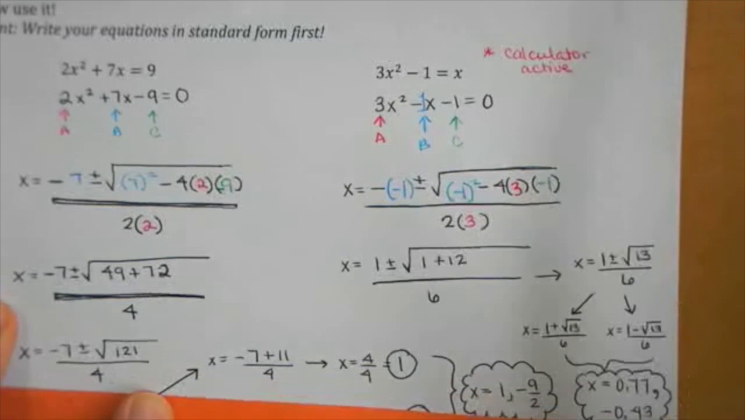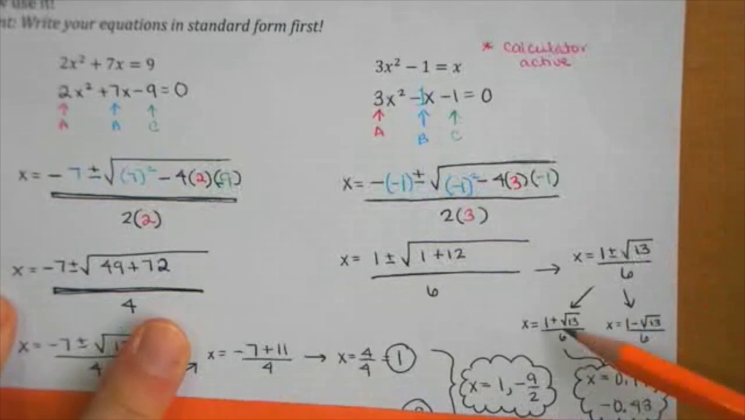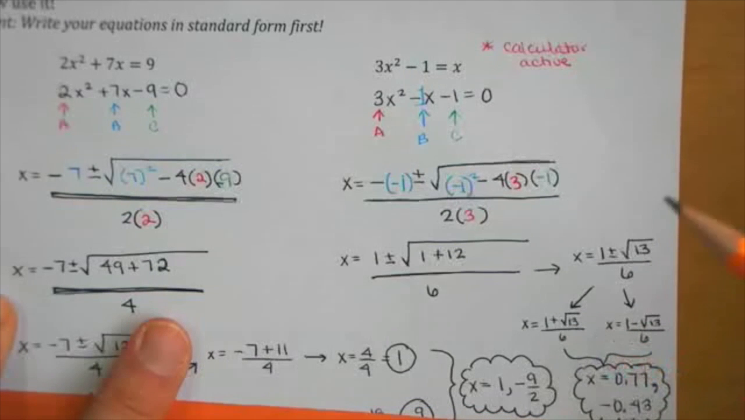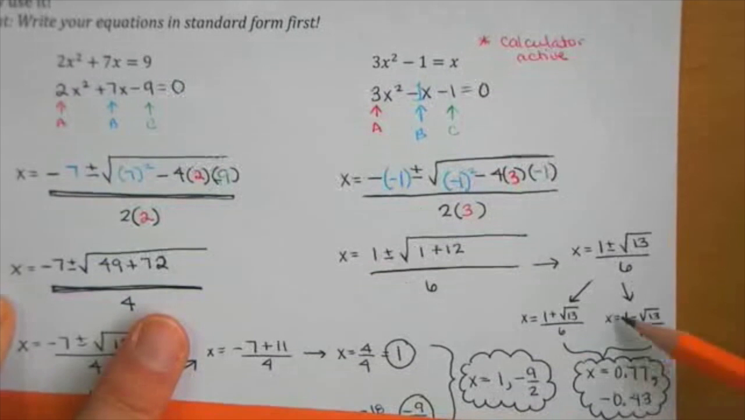So we just set up 2 equations. We've got 1 plus square root of 13 over 6, and then also 1 minus the square root of 13 divided by 6. So our first one, when we work it out, you can use your calculator for this. X would equal 0.77. And then if we work this out, 1 minus the square root of 13 divided by 6 would equal a negative 0.43.